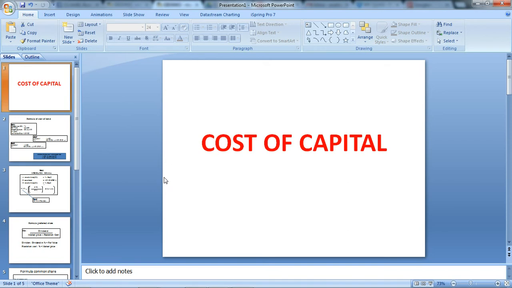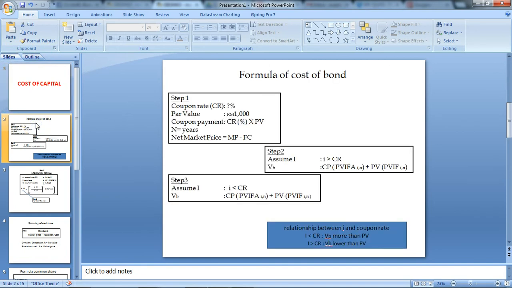Today, I would like to teach you all how to calculate cost of capital. It is very important. You need to memorize all the formulas. Before I start to calculate, I would like to show you all the formulas that exist in this chapter. First is the formula of cost of bond. How to calculate the cost of issuing a bond, cost of bond.